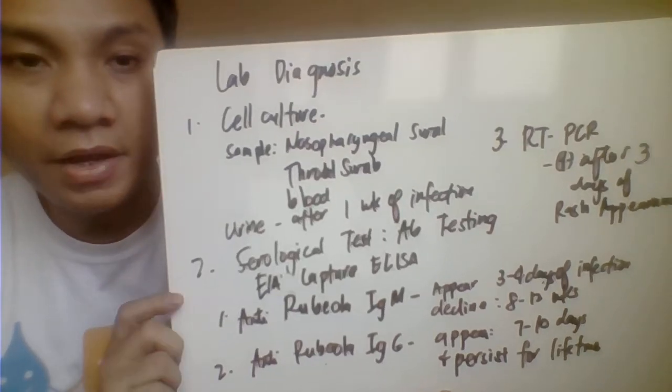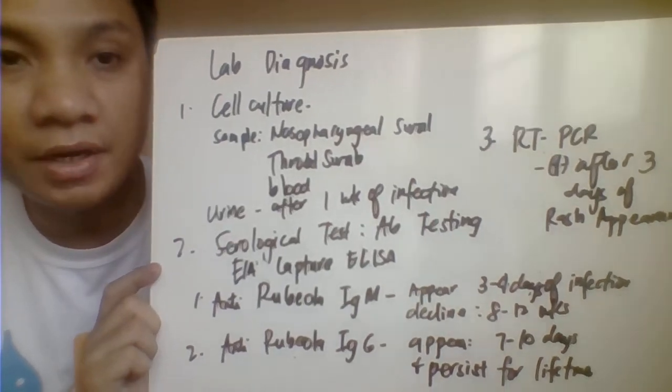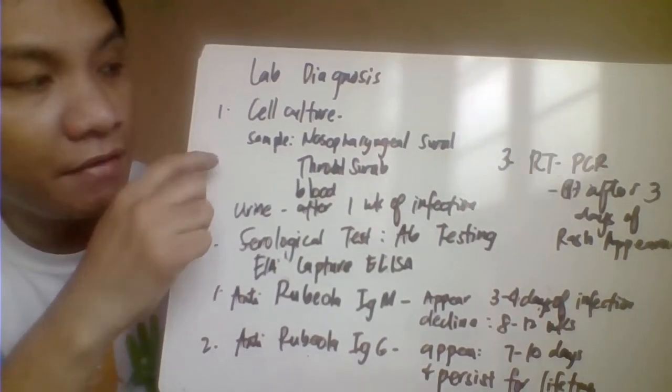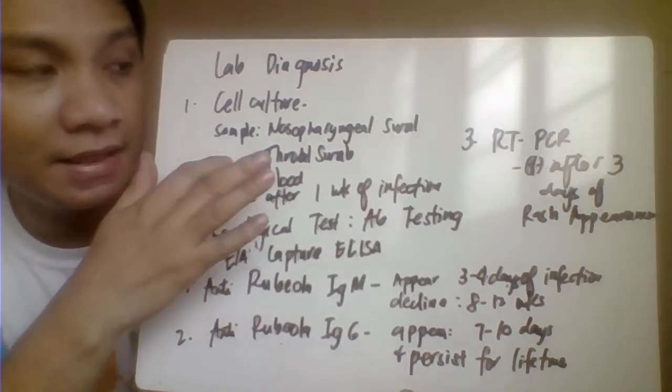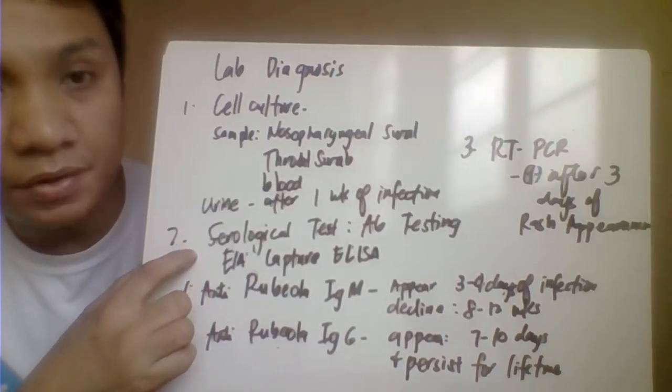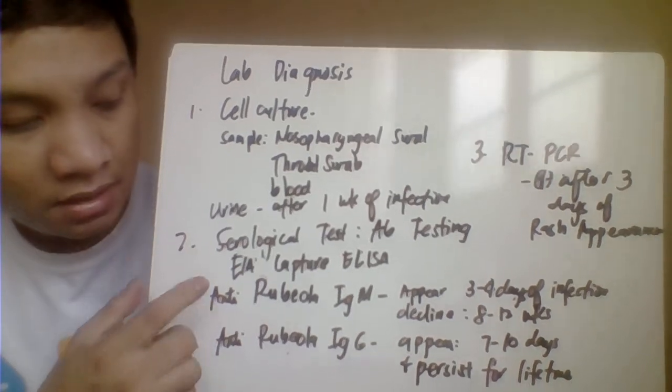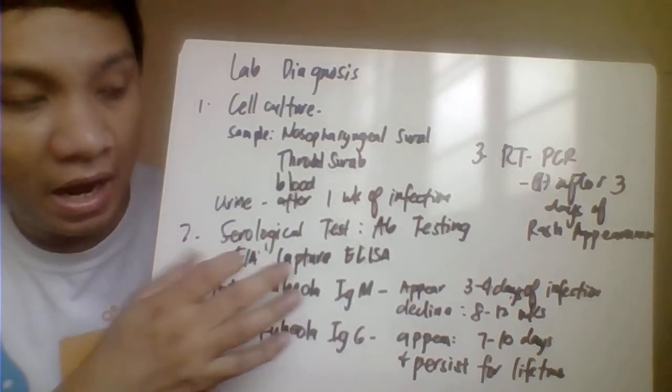Then we have the laboratory diagnosis for measles. You could have your cell culture, you could use a specimen for that. Again, cell culture is impractical. Then you could have your serological test for antibody testing, where we use the capture enzyme immunoassay.